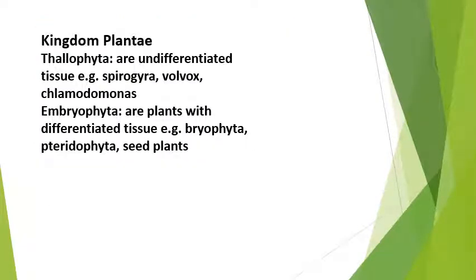Now, let's look at plant kingdom. In the plant kingdom, which is also referred to as Kingdom Plantae, we'll see that our plants are majorly divided into two classes. One is Thallophyta and the second one is Embryophyta. Thallophyta are the plants that have undifferentiated tissues. An example of these plants is Spirogyra, Volvox, and Chlamydomonas. They don't have differentiated tissues.